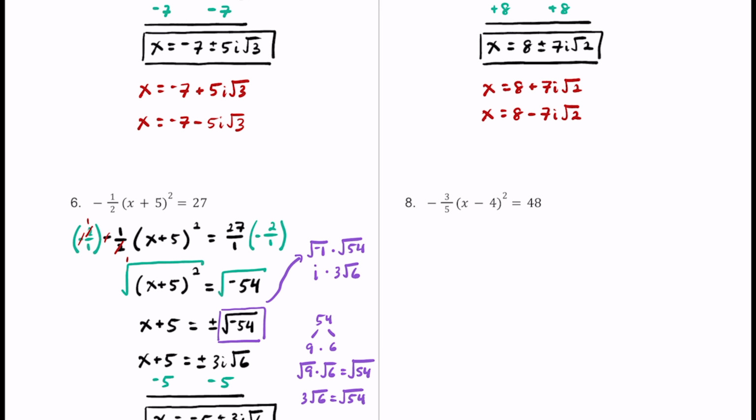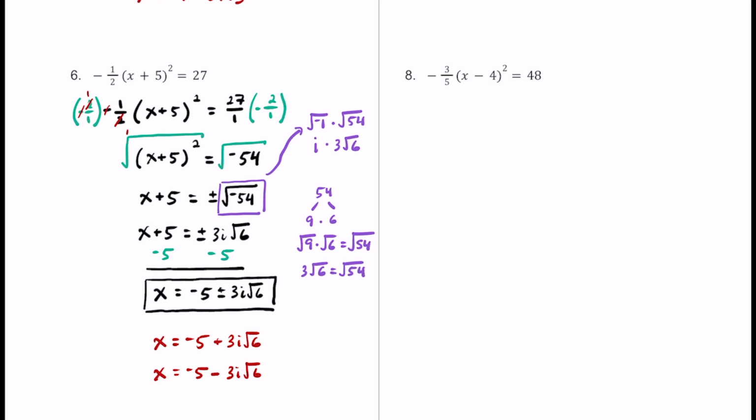Finally, number 8, we have one final equation. We have negative 3/5 out in front being multiplied by the quantity of x minus 4 squared, and that's equal to 48. I know we have a fraction in front, and I'm going to use the multiplicative inverse, so I'm just going to write 48 over 1 to start here. Now, to get rid of the negative 3/5, let's multiply by the reciprocal, negative 5/3, on the left side, and on the right side, let's do the same thing, multiply by negative 5/3.